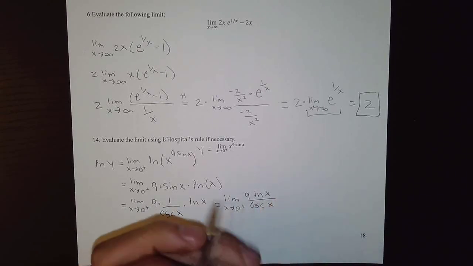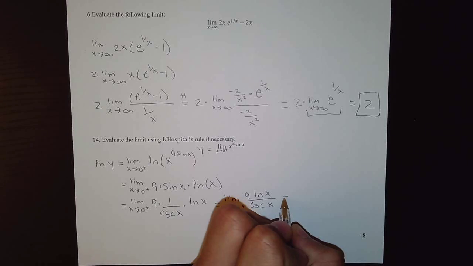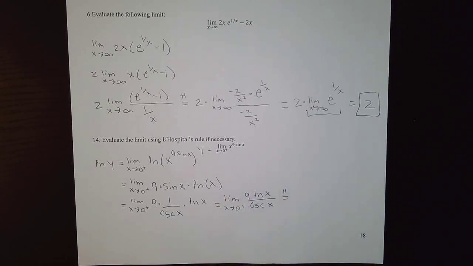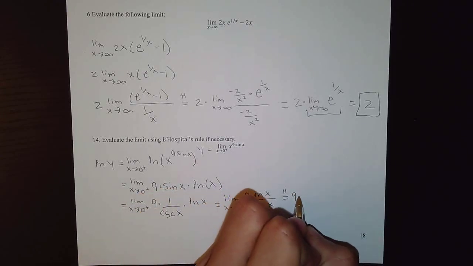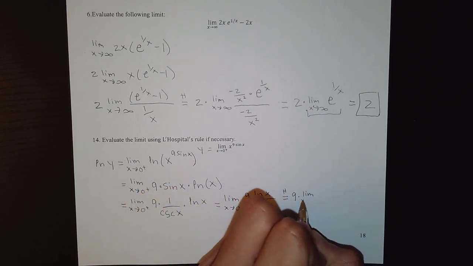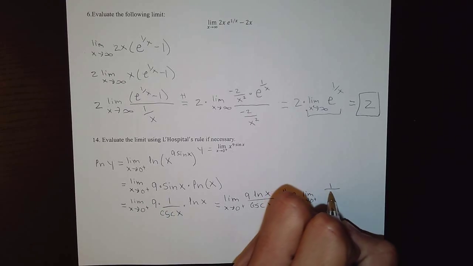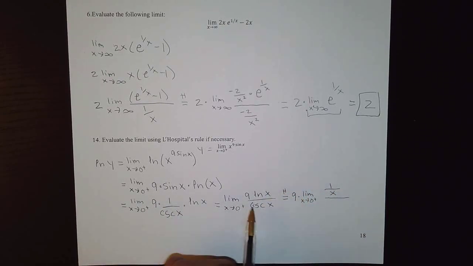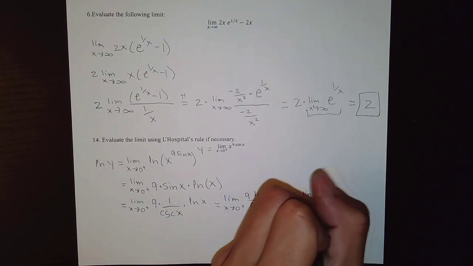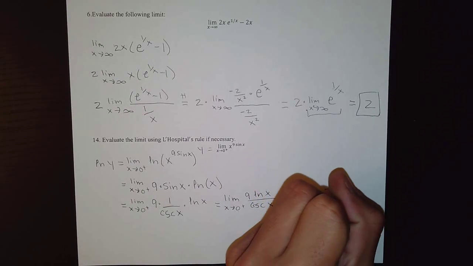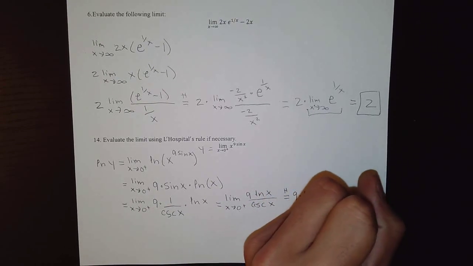And so what this means is that we can apply L'Hopital's rule now. And so now we have 9 times the limit as x approaches 0 to the right of the derivative of the natural log of x, which is just 1 divided by x, and the derivative of cosecant x is negative cosecant x cotangent x.